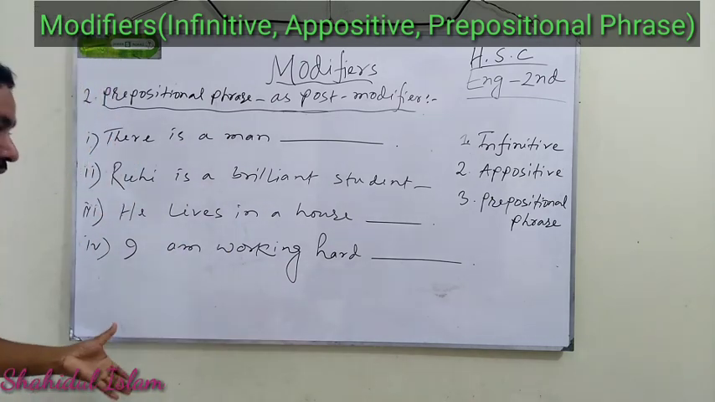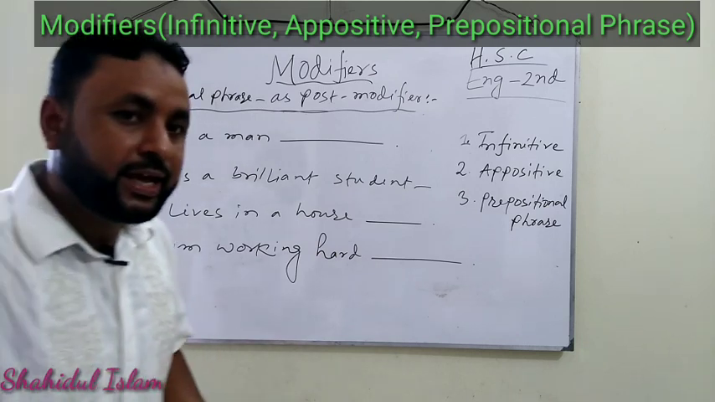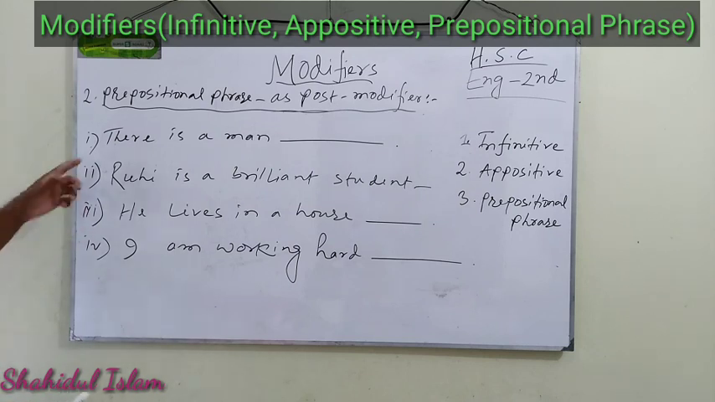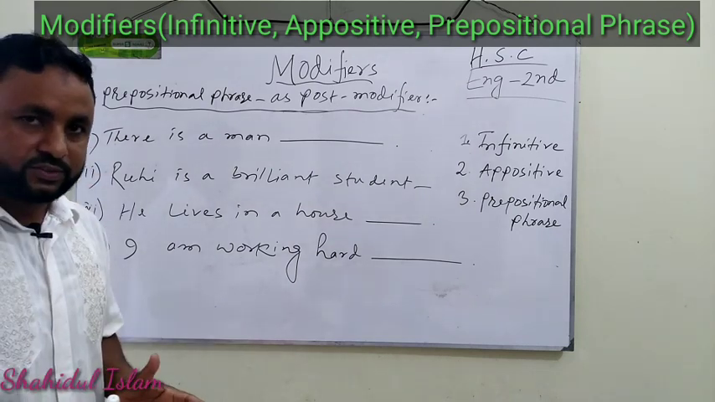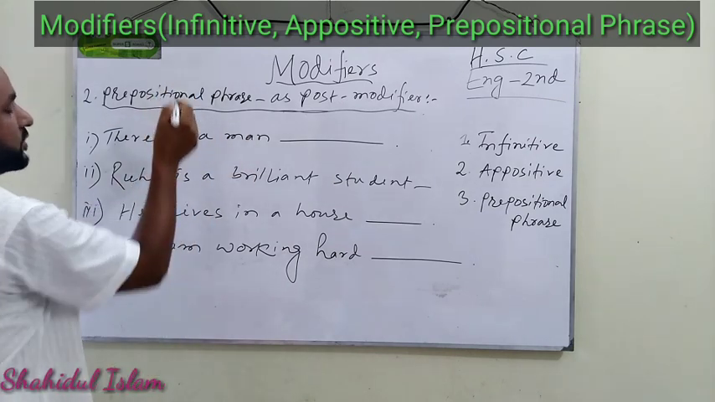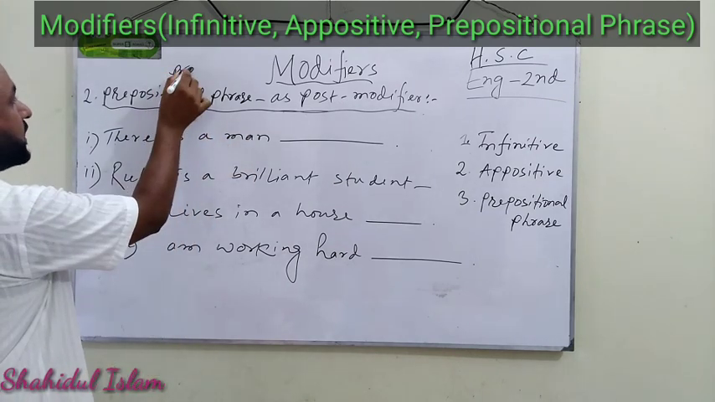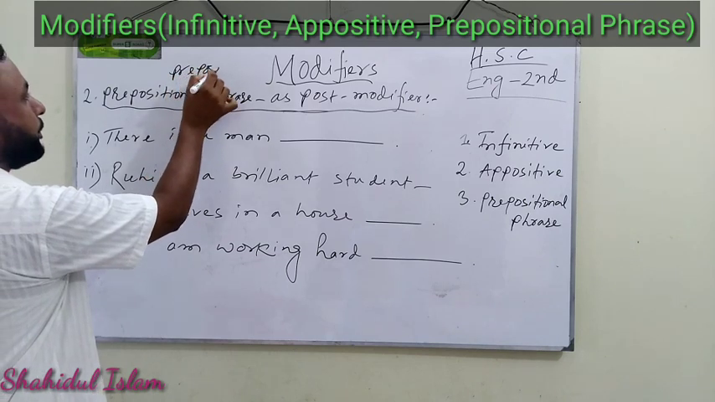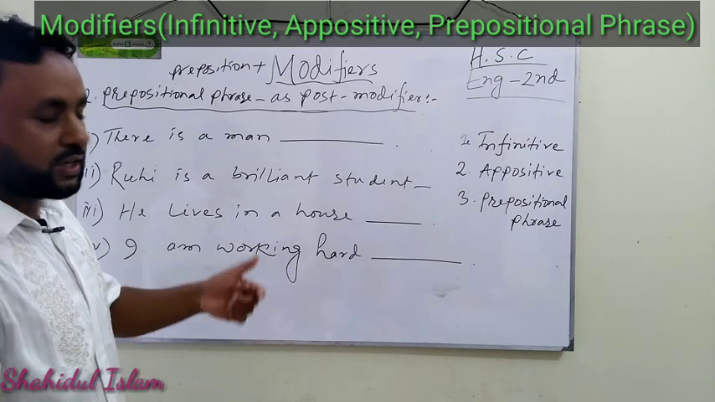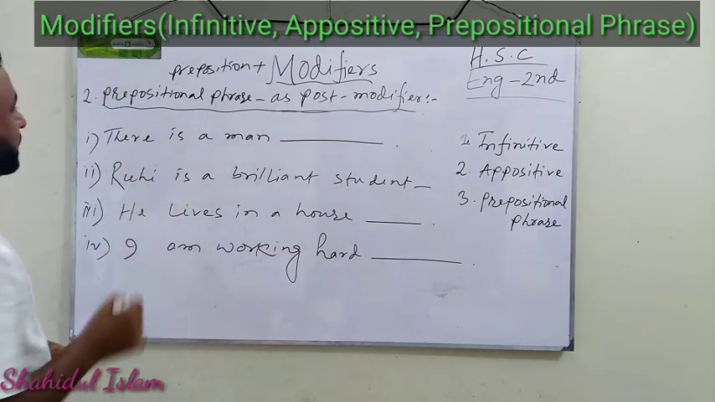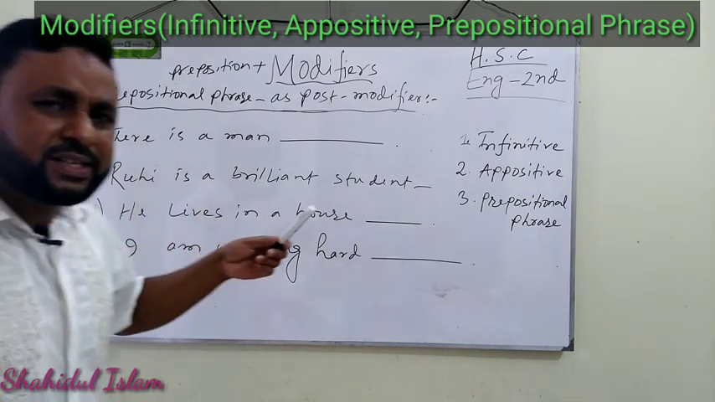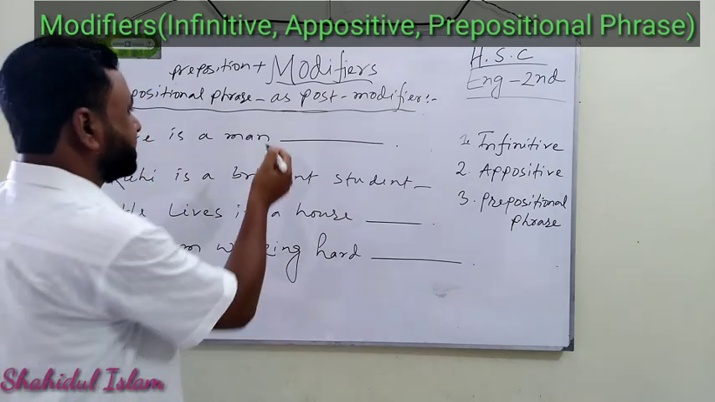Here I have given some examples, and we will fill them in, and it will be clear to you what a prepositional phrase is. Here, number 1: There is a man. The prepositional phrase will start with a preposition, plus modifiers, noun, etc. So what kind of words can we use here? There is a man, very simple, in my village.